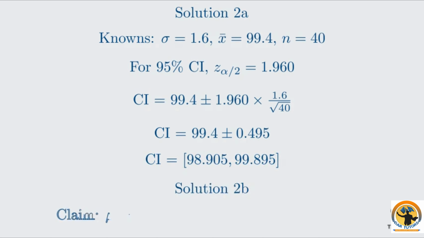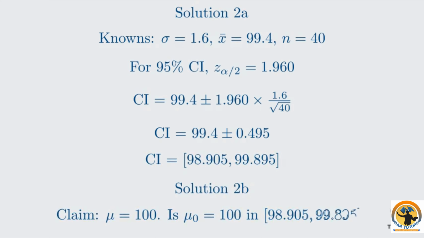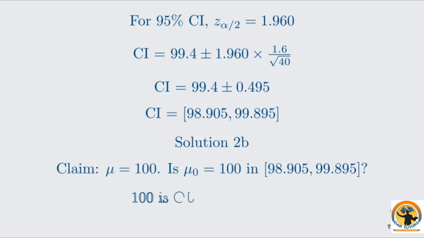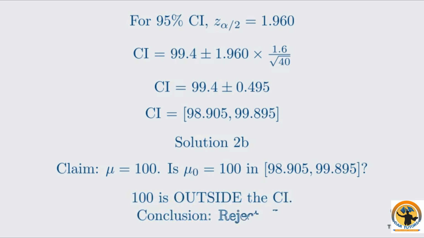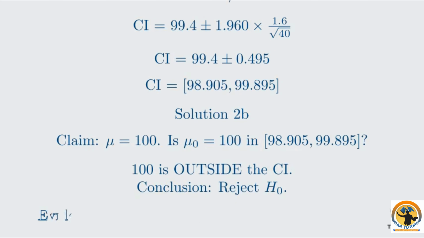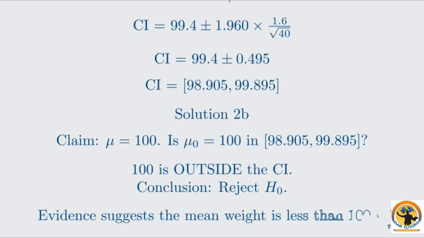For part B, the claim is that the true mean is 100 grams. We look at our interval, 98.905, 99.895. The value 100 is not contained in this interval. It is outside to the right. Because the claim mu equals 100 is outside the 95% confidence interval, we reject the claim at the 5% significance level. The difference between the claimed mean of 100 and the sample mean of 99.4 is statistically significant. The manager has evidence to conclude the bags are, on average, lighter than advertised.